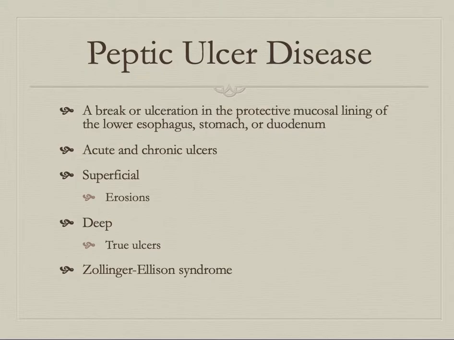Zollinger-Ellison syndrome is caused by tumors. The tumors actually secrete a lot of gastrin. A lot of gastrin makes your stomach produce a lot of acid. That's what causes the peptic ulcer disease. Now, the tumors, though, are usually in or around your pancreas, and they prevent the digestive enzymes from coming out. So in a few slides, we're going to talk about pancreatic cancer.